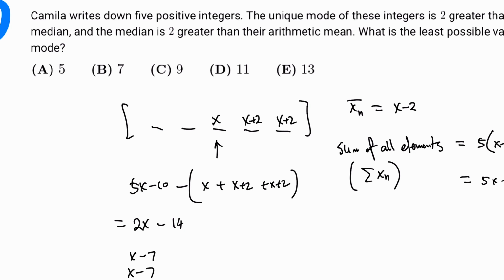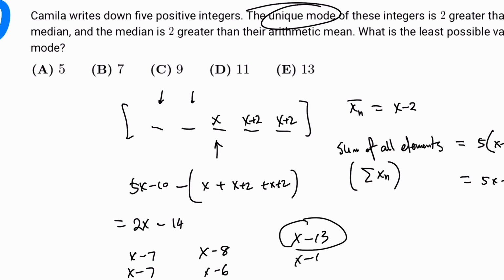But it doesn't work because we remember, it's a unique mode. So these 2 elements over here cannot be the same. So one of them has to be a little bit less, one of them has to be a little bit more. The reason that I put them so close together and not like x minus 13 and x minus 1 is that all of these elements, remember, are positive integers. So we want x to be least possible. So we want this kind of ceiling for this x minus 13.